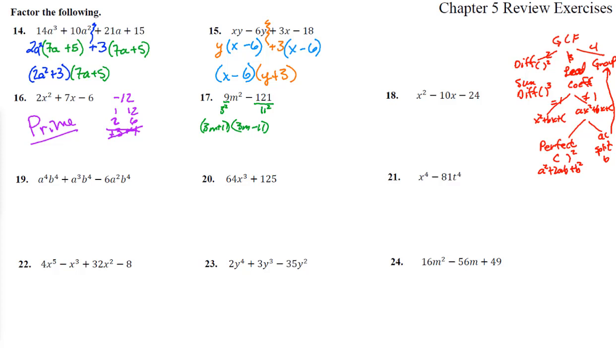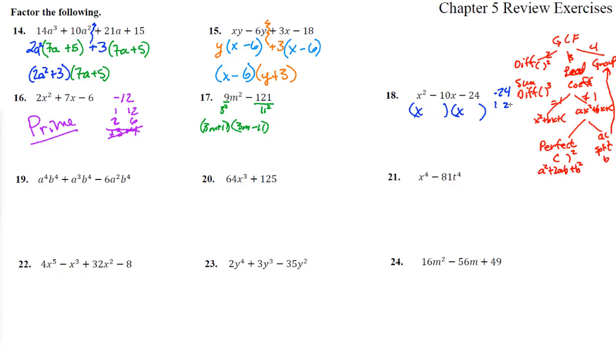Number 18, x squared minus 10x minus 24. Is there a greatest common factor? No, there is not a greatest common factor. So three terms, 1, 2, 3. Leading coefficient is 1. That means it's going to be a nice fast one. We look to see what times up to negative 24. We know it's going to be an x and an x. We've got to find these two numbers that times up to negative 24.